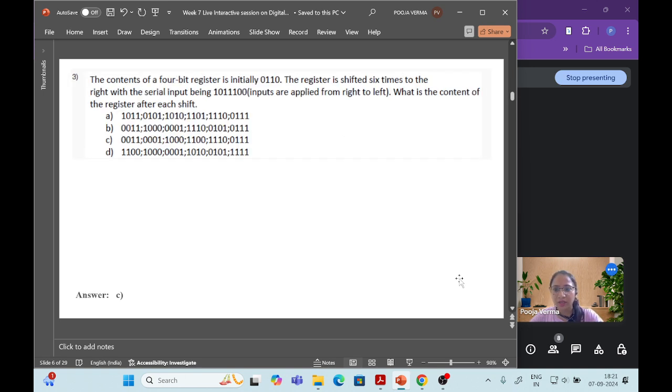Okay, so the next question is: the content of the 4-bit register is initially 0 1 1 0. The register is shifted 6 times to the right with the serial input.